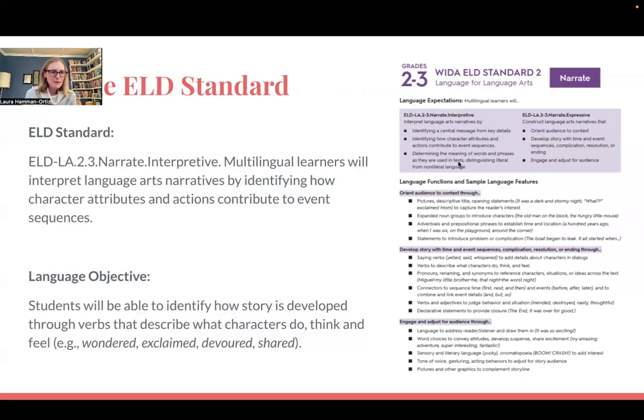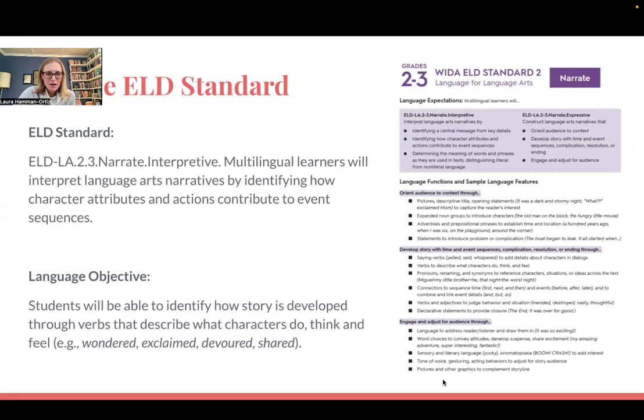So my English language development standard for my students might be that multilingual learners will interpret language arts narratives by identifying how character attributes and actions contribute to event sequences. So I just pulled that language right here from the standard. And then for a specific lesson, I might set a language objective of how students will be working towards this.